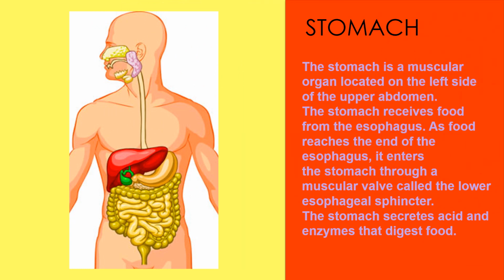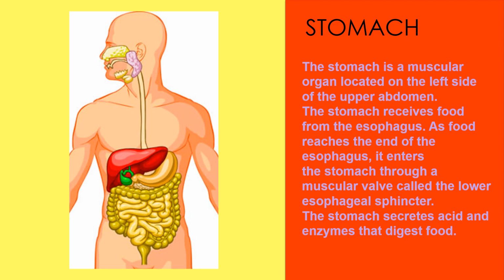Stomach. The stomach is a muscular organ located on the left side of the upper abdomen. The stomach receives food from the esophagus. As food reaches the end of the esophagus, it enters the stomach through a muscular valve called the lower esophageal sphincter. The stomach secretes acid and enzymes that digest the food. So this serves as a muscular bag.